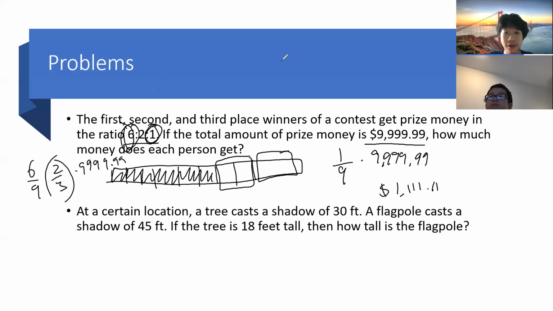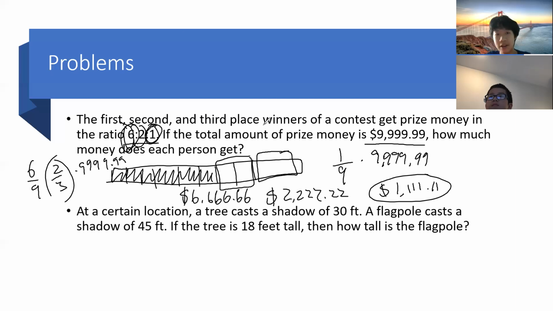So now we know that the third place gets this much. That means the second place gets 2 times as much, which we automatically know is going to be 2,222.22. And the first place is 6 times as much as the third place guy, so that's going to be $6,666.66.